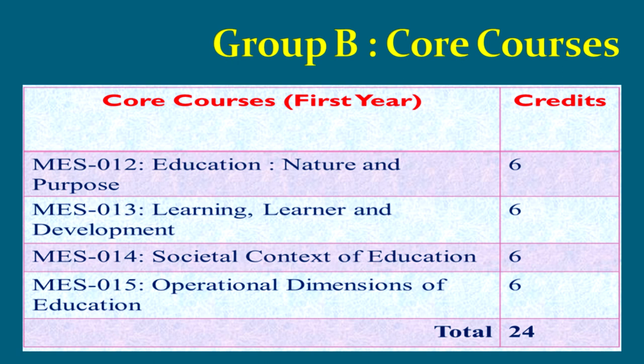societal perspective. And MES015, Operational Dimensions of Education, it will help you to understand education so far as the systems of education, the practices of education, the education system, how we manage education, and the different regulatory bodies of education, how curriculum are developed, how curriculum are practiced in school stage, at the same time in higher education and in professional education stage also. So that's why the second group courses will help you to provide ample knowledge, ample understanding, to understand education from different perspectives. 24 credit courses are there in the second group.